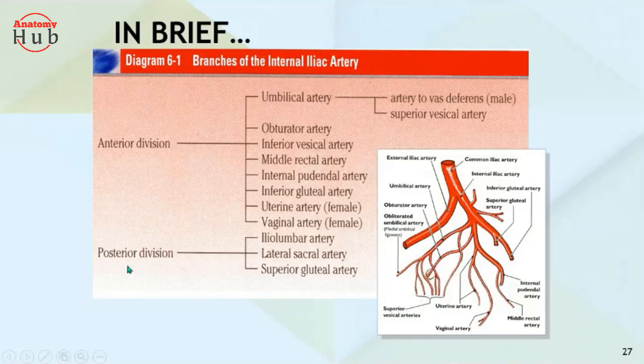So all of them are the anterior division branches, right? Then you will see the posterior division. Only three branches. What are they? The iliolumbar artery, which supplies the iliac region and the lumbar region, all the muscles of the lumbar region. Then the lateral sacral artery and the superior gluteal artery. So these are the branches of your posterior division.